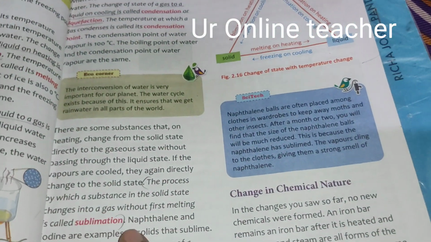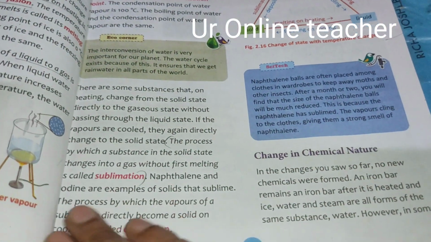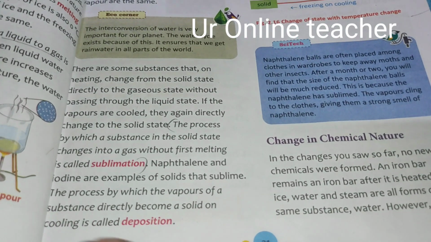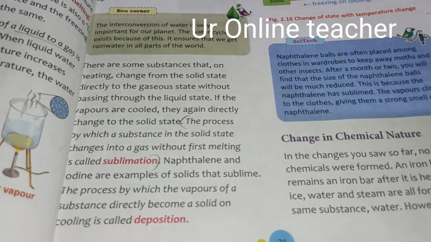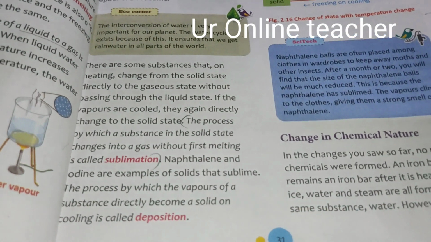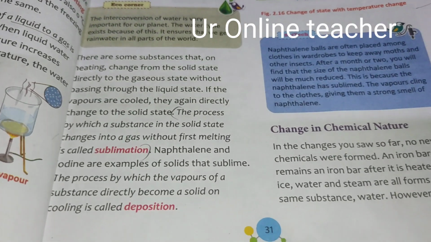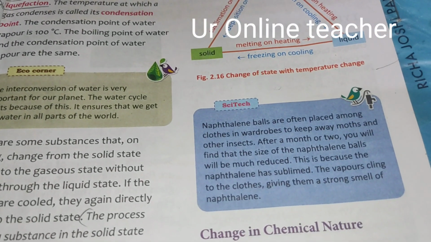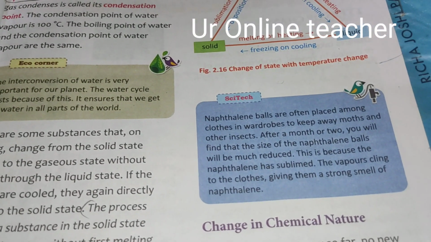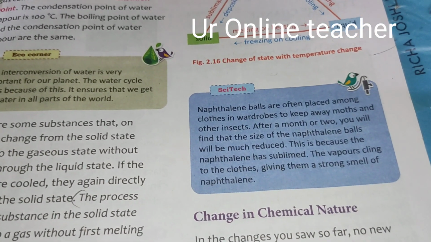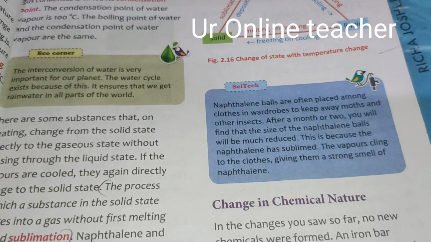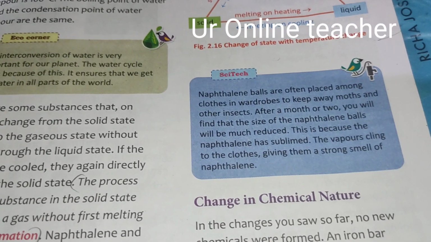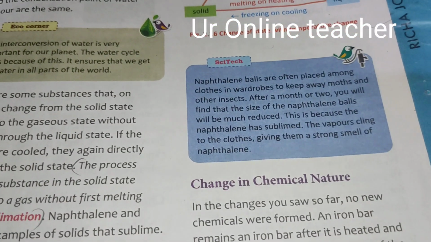And sublimation, as I already told, is a substance directly converting from solid to gas without melting, like naphthalene, iodine. They directly sublimate. And the reverse of that is deposition: vapors directly becoming solid on cooling. Like this we can see. So in wardrobes, we put naphthalene balls. After a month or 2 months, what happens? It all got sublimated. We cannot see that. Why do we keep naphthalene balls? It will help to keep away insects and moths because of their strong smell.